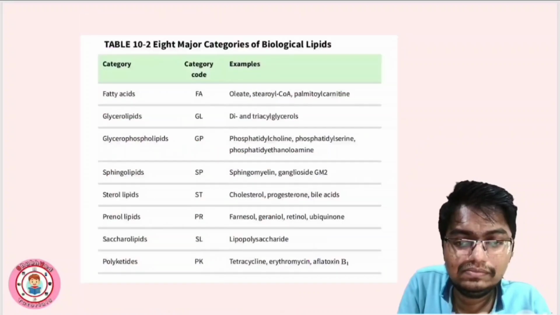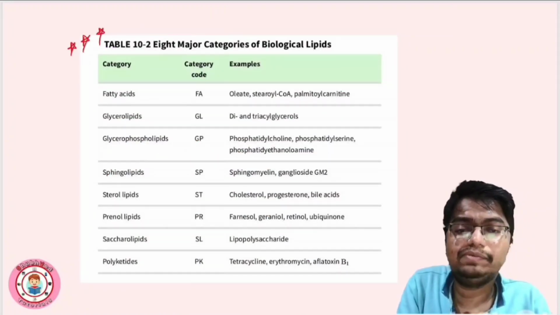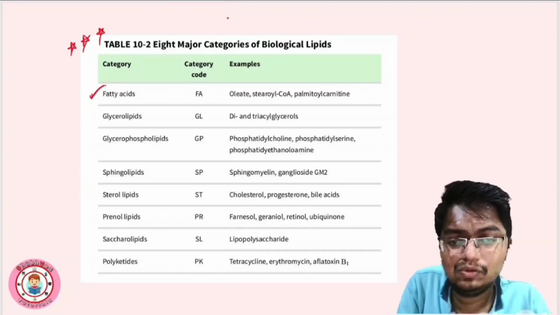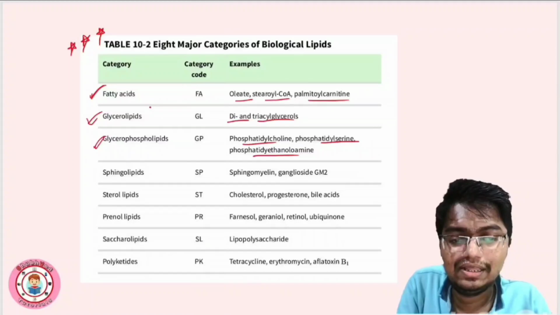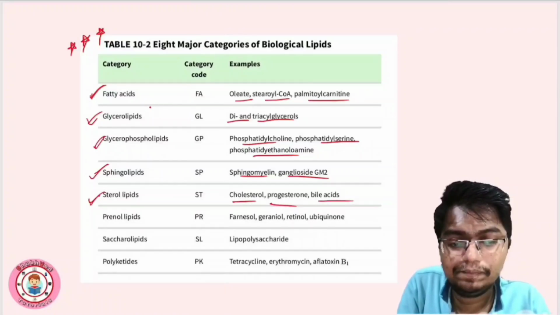Okay. Then this is the next table. Important. You can see 8 major categories of biological lipids. Fatty acid. Examples are oleate, palmitoyl CoA, palmitoyl carnitine. Glycerolipids, diacyl and triacylglycerol. Glycerophospholipids, phosphatidylcholine, phosphatidylserine, phosphatidylethanolamine, phosphatidylinositol, right? Sphingolipid, sphingomyelin, ganglioside GM2. Sterol lipids, cholesterol, progesterone, bile acids.